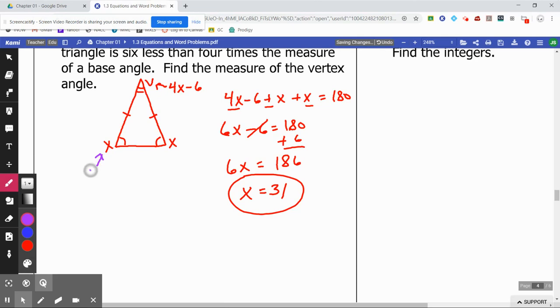So that means this x would be 31 degrees. That means this x would be 31 degrees. And this 4 times x would be 124. Minus 6 is 118 degrees. So there is the measure of your 3 angles. They asked for what? Find the measure of the vertex angle. So that would be the 118.